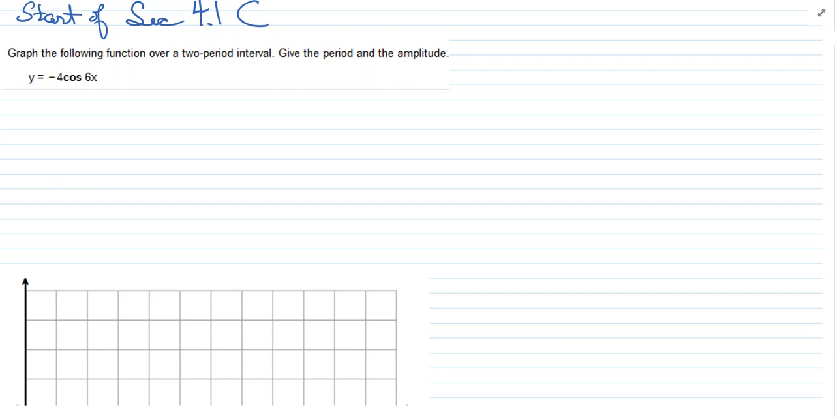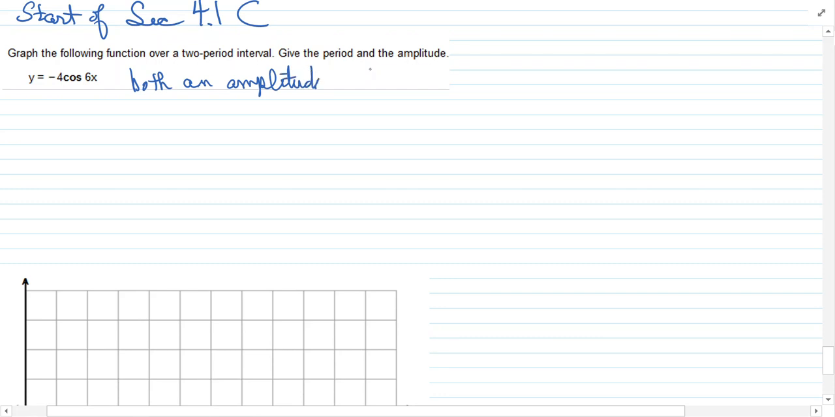Continuing on, and I'm sorry this is so long, but I'm being very careful with you in describing the changes of amplitude and period. So here we have a cosine, and it's a curve, but we have it described as y equals -4 cosine 6x. So we have both an amplitude and period change. So we're going to work on calculating what we need.